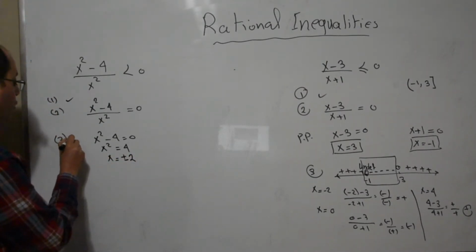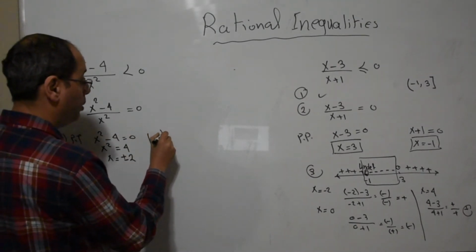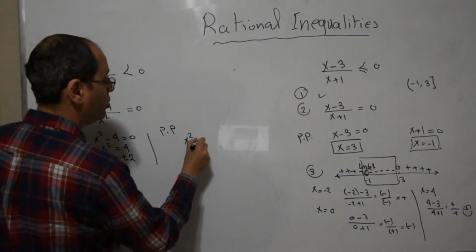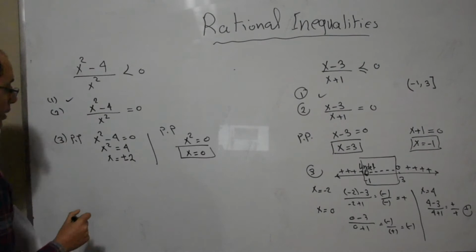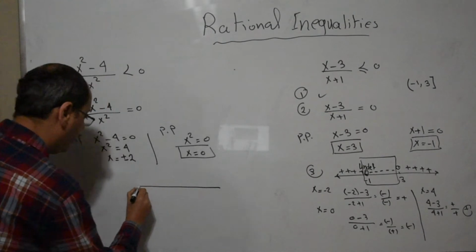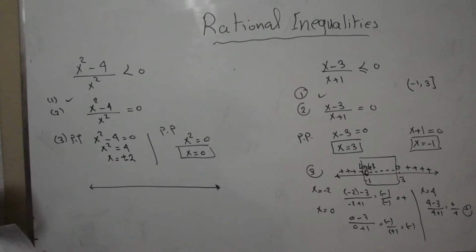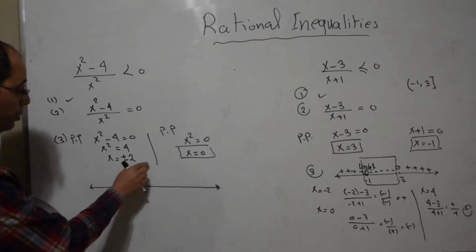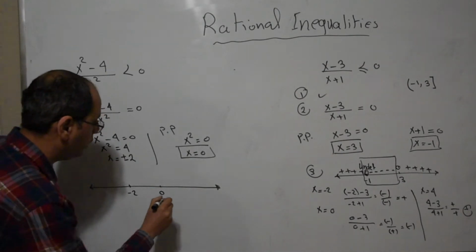Okay? But this is the partition points. For the denominator, which is a restricted value, I have x squared equals 0, so I have only one point, x equals 0. Okay, and here, how many points? 2, -2 and 2. So I'm gonna graph the sign chart, and how many points do I plug here? -2, 0, and 2. So I'm gonna plug -2, 0, and 2.